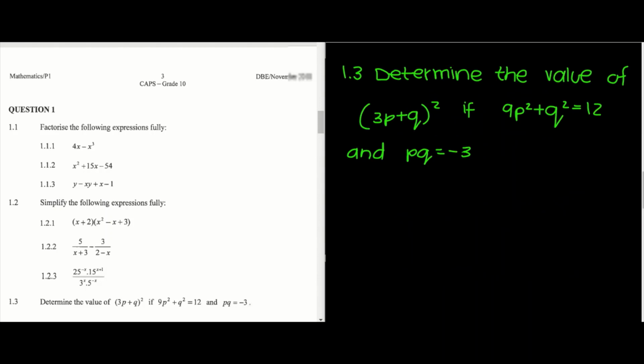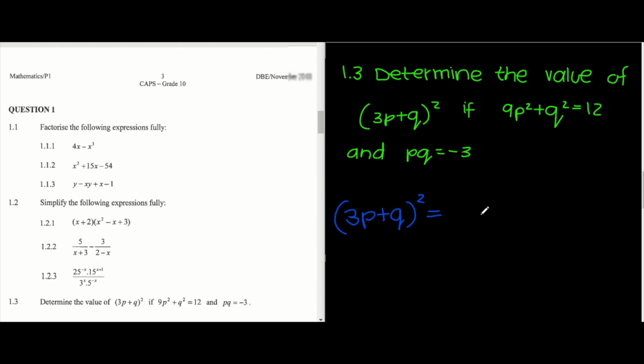Okay, the final question we're going to work through in this video is 1.3. And 1.3 looks pretty scary with all the variables, but really it's testing your ability to work with what you know of quadratic equations. So what I mean by that, if we look at what they gave us to start with, they said (3p plus q) squared. That's the expression we are working with. So first thing, we need to simplify this. So let's expand it, see what we're working with.